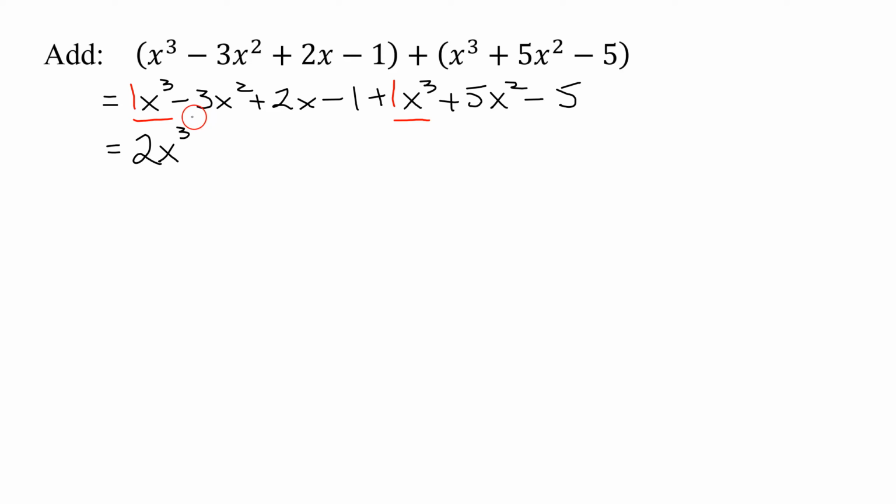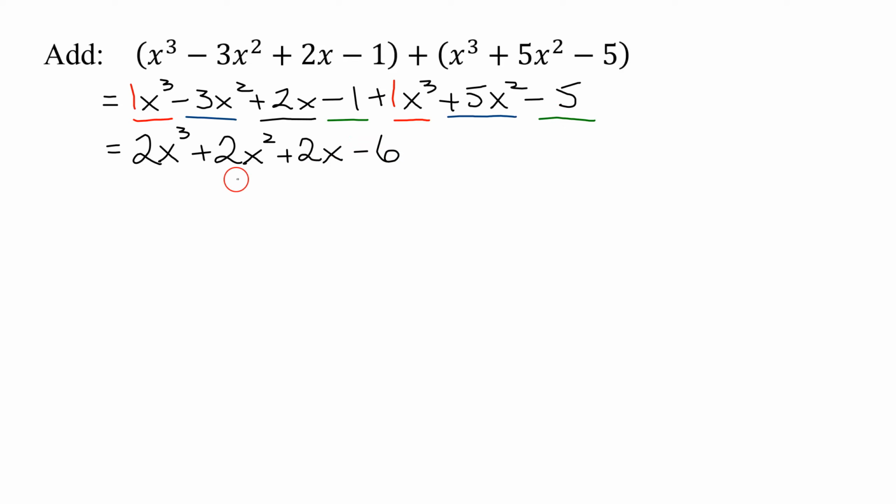So now let's look at the next one. Negative 3x squared plus 5x squared. Those are like terms. So negative 3 plus 5 is positive 2, and the variable part stays the same, so I get plus 2x squared. The next one, I have 2x. There's no x term in the second polynomial, so I just bring down the plus 2x. And then lastly, I have my constants of negative 1 and negative 5. If you add negative 1 to negative 5, you get negative 6.